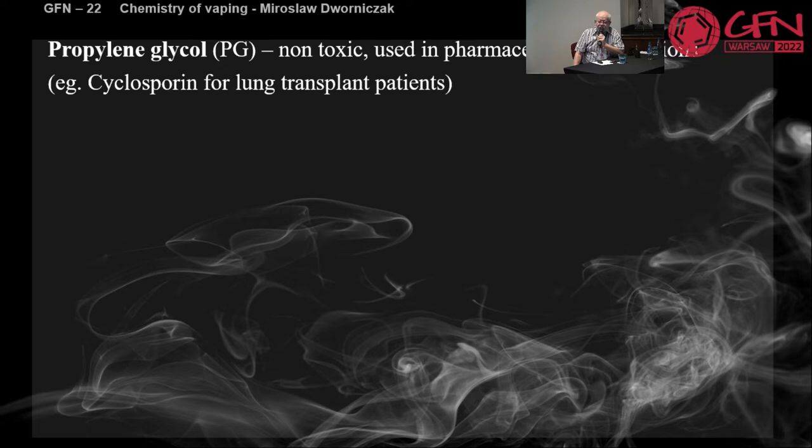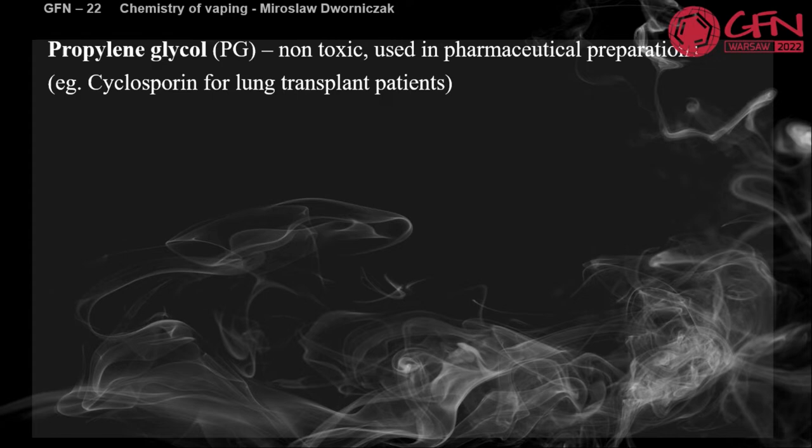The first is propylene glycol. It's non-toxic, and it was already used in some pharmaceutical preparations. For example, cyclosporin for the patients after lung transplant. So it must be non-toxic.